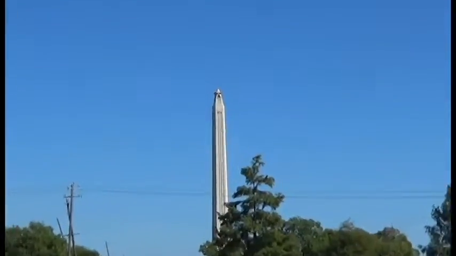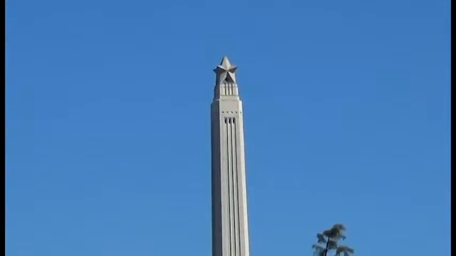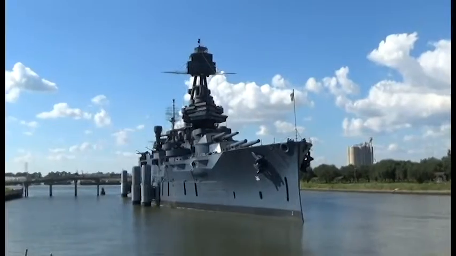Welcome to the San Jacinto Monument. Here is the battleship Texas.